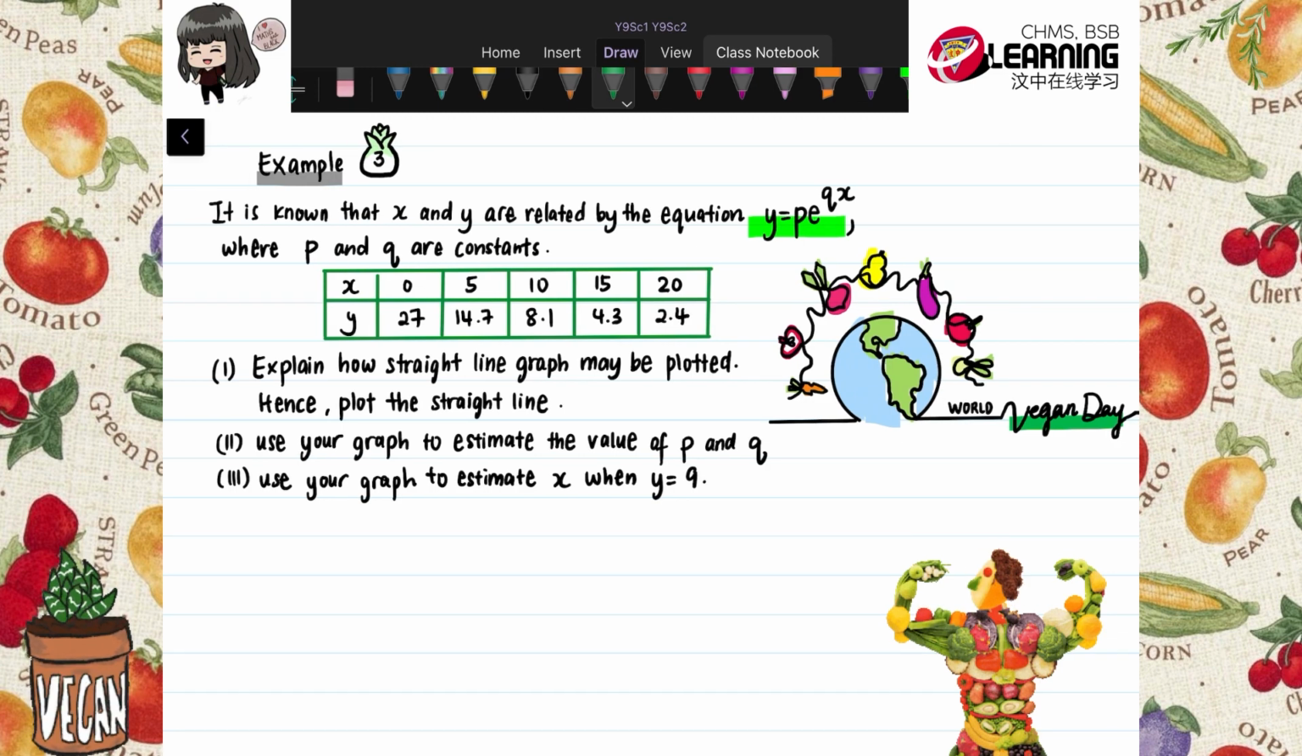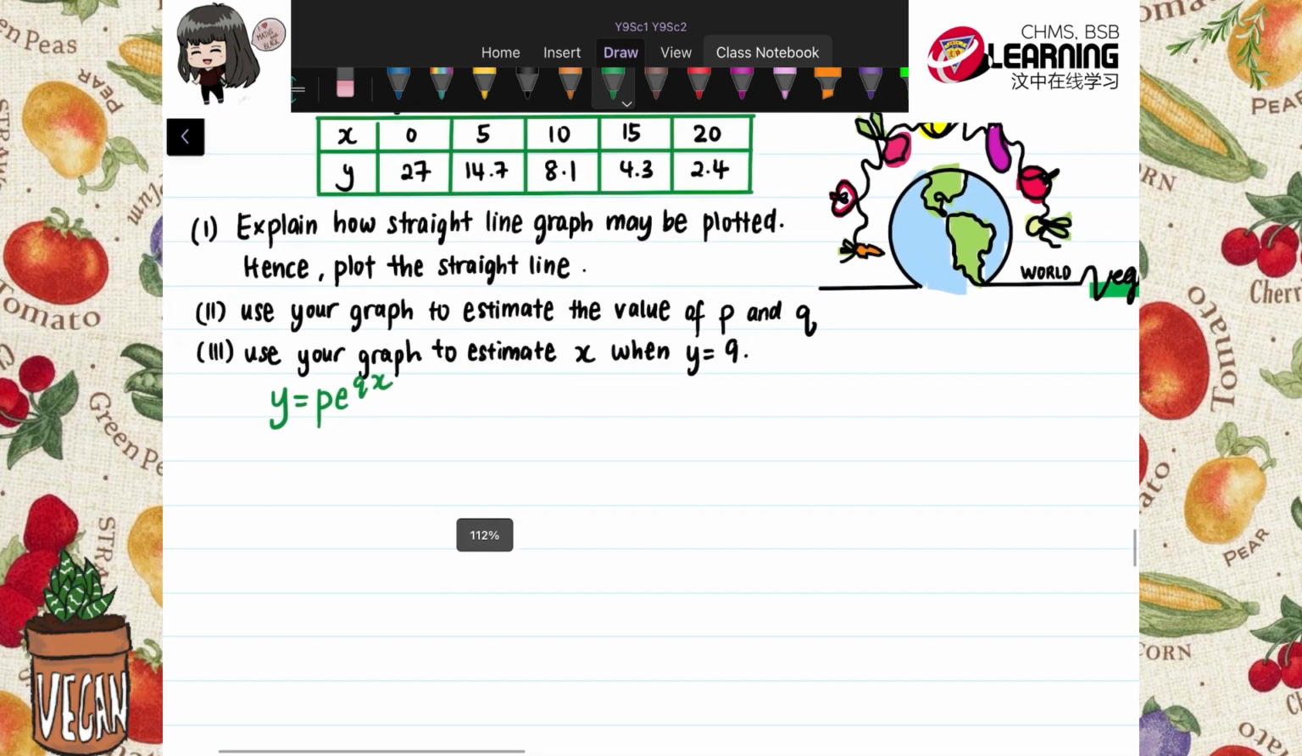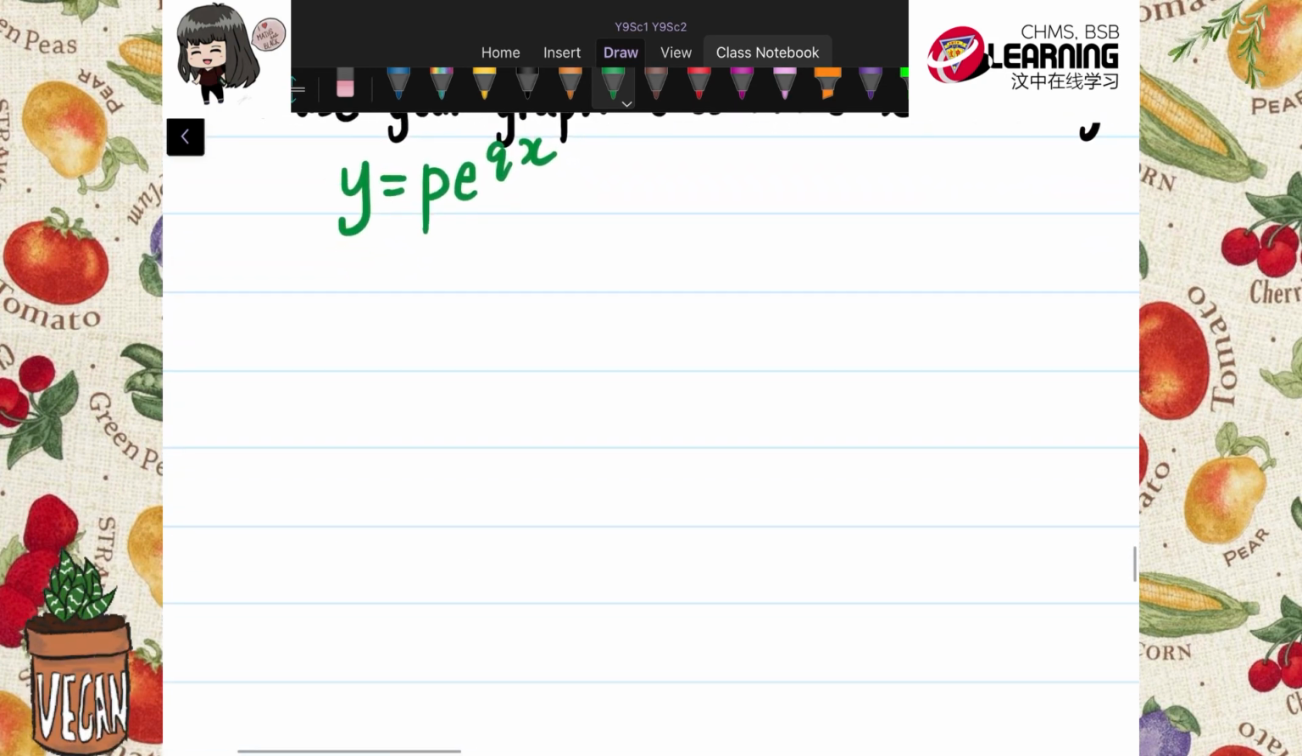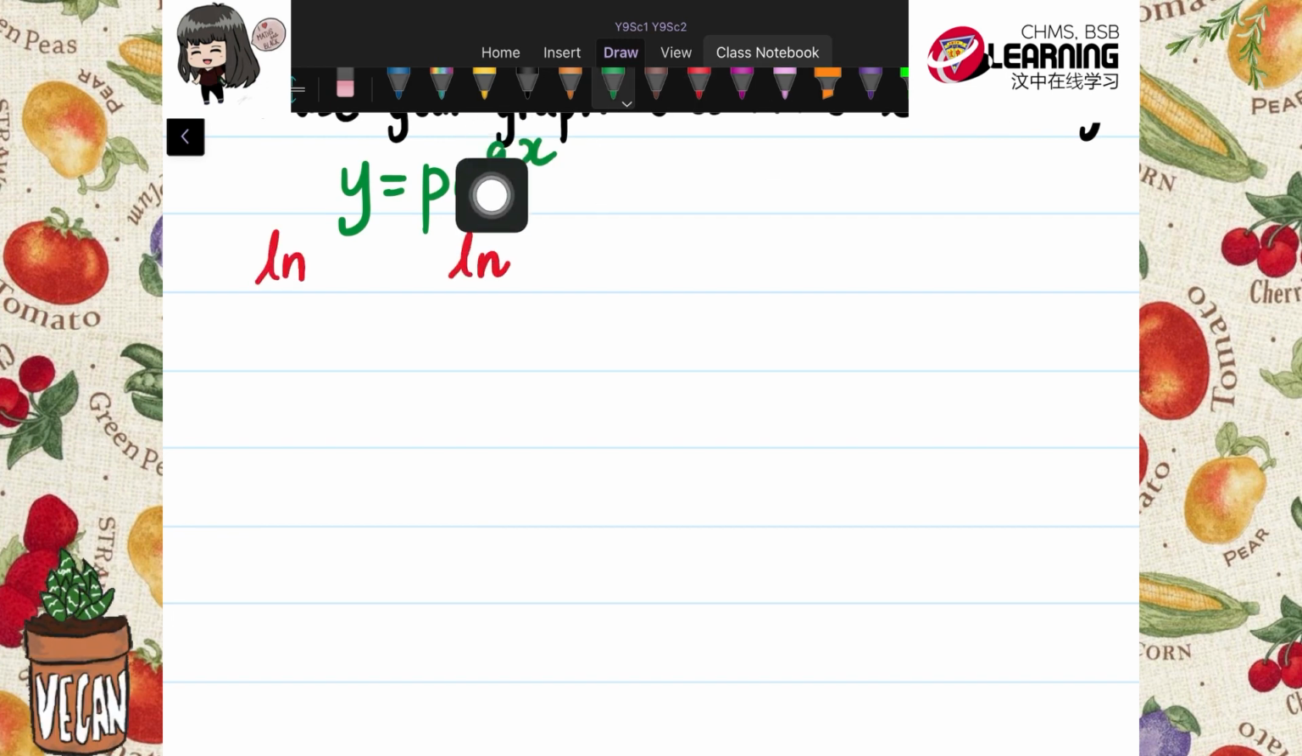So from the equation here, y equals PeQX. This QX is the power, on the top here. So what I'm going to do is reduce this. I'm going to take ln of both sides. Why ln? Because of the e here, the exponential here.